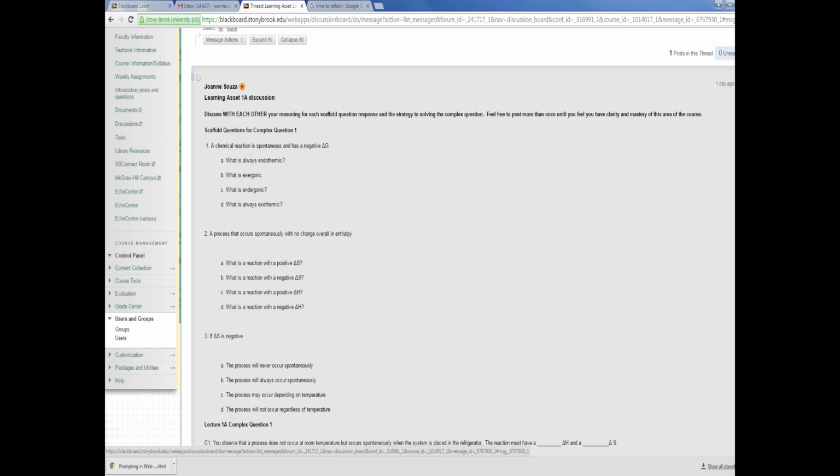If you click on it, you'll see directions that say discuss with each other your reasoning for each scaffold question response and the strategy to solving the complex question. And you can post more than once. This is supposed to be a strategy session on how to come up with the correct answers to all of the questions in the quiz. There will be a teaching assistant there to help monitor and to help mentor you through the process, to help you strategize and figure out any confusion and clarify it before you move on to the exams.